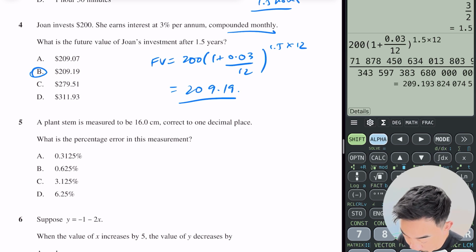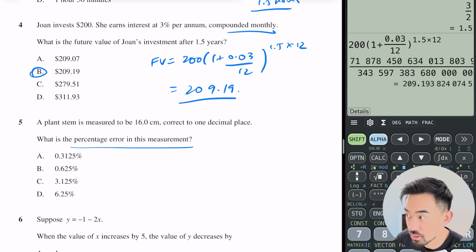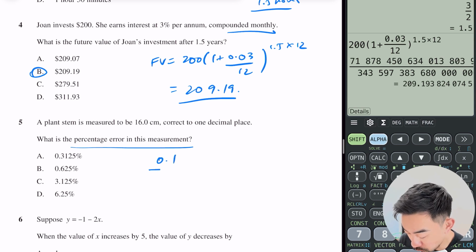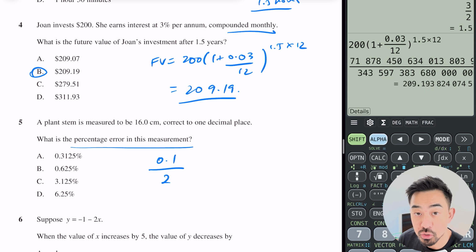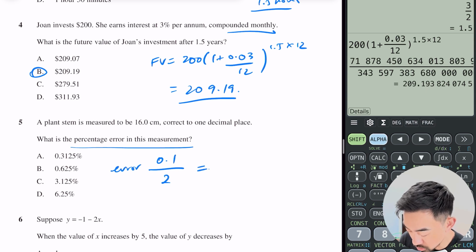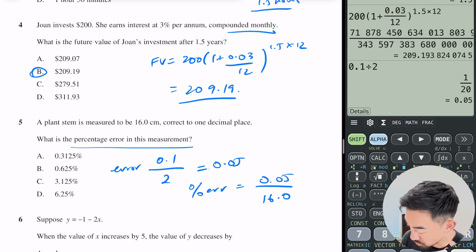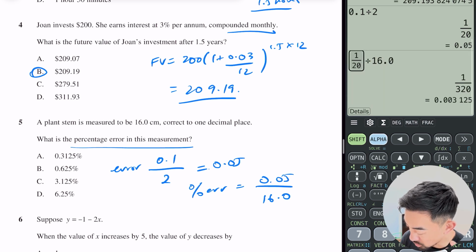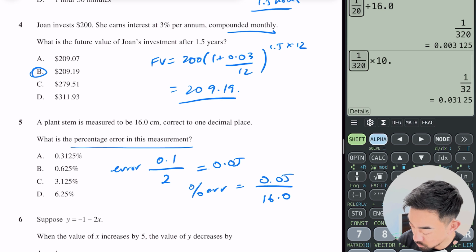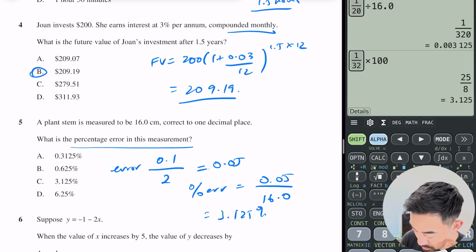All right, question 5. A plant stem is measured to be 16.0 centimeters, correct to one decimal place. What is the percentage error? Okay, so what it's going up by is 0.1 because the next reading would be 16.1. When you divide it by 2, that gives you your error. So 0.1 divided by 2 is 0.05. And to find the percentage error, you get that number divided by the measurement, so divided by 16.0, and you times that by 100, and that's going to give you a percentage error. So 3.125%. C.